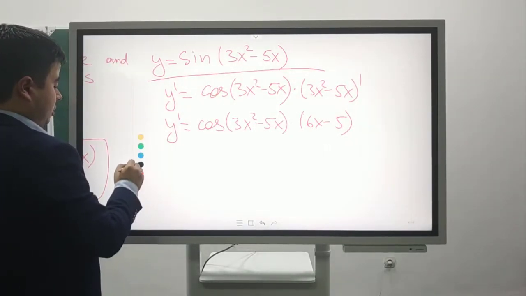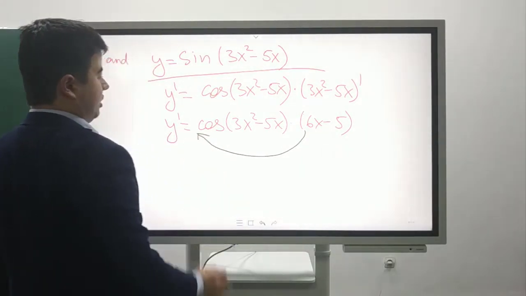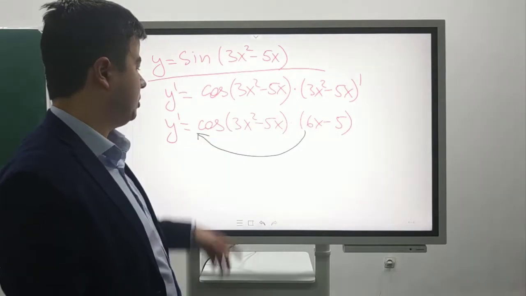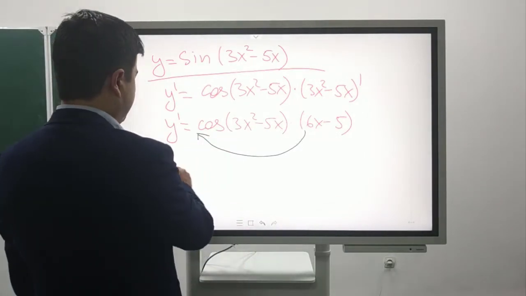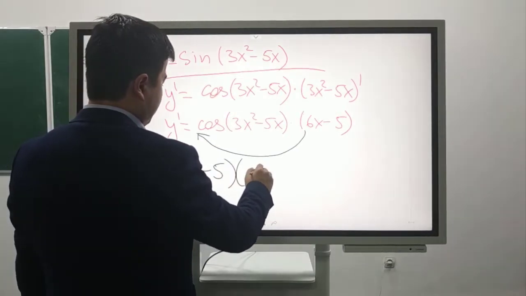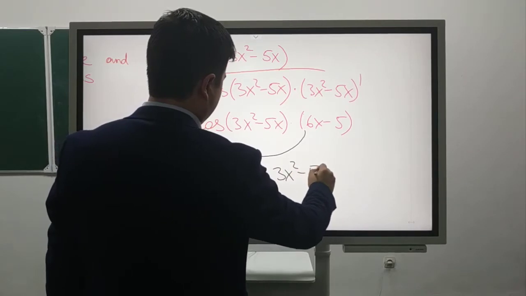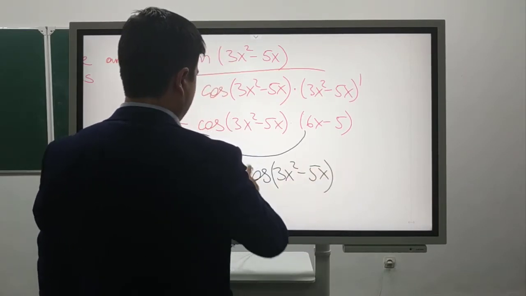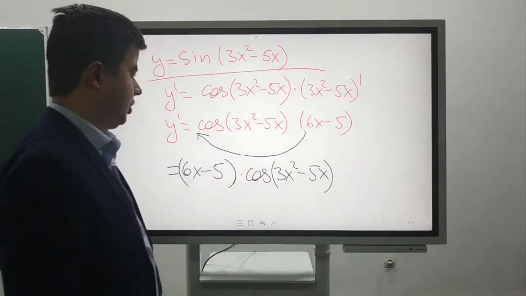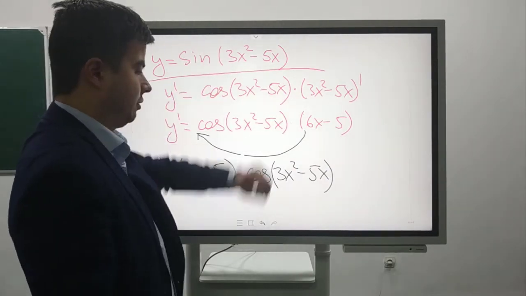We can write 6x minus 5 before the cosine as the first factor, times cosine of 3x squared minus 5x, without brackets. Multiplication here. Okay, so this is the derivative of this function.